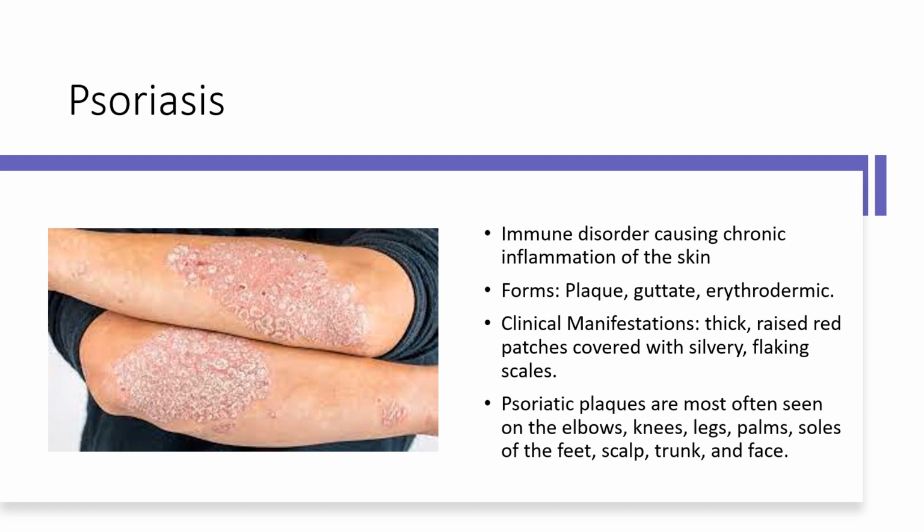There's no lab test specific. It's usually diagnosed based on the symptoms. Some forms of psoriasis can actually mimic other skin disorders like a bacterial or fungal infection. So it's plaque psoriasis. They're most often seen on the elbows, knees, legs, palms, soles of the feet, scalp, trunk, and face.